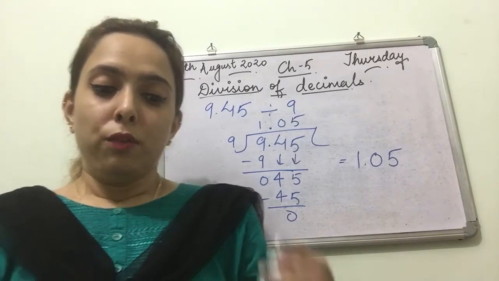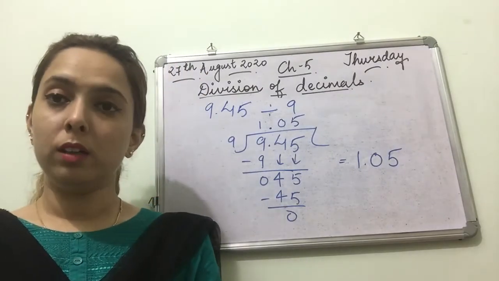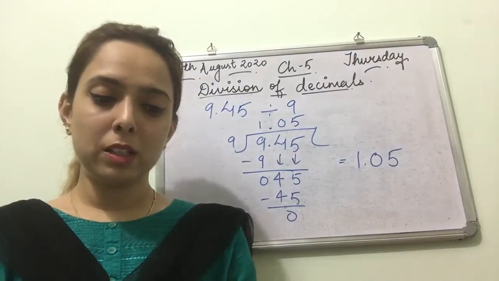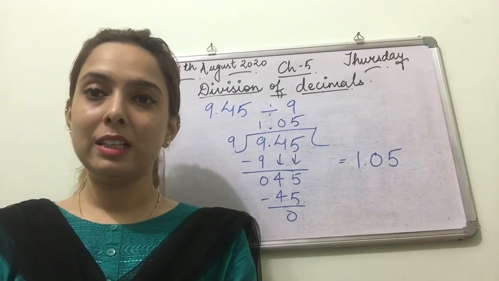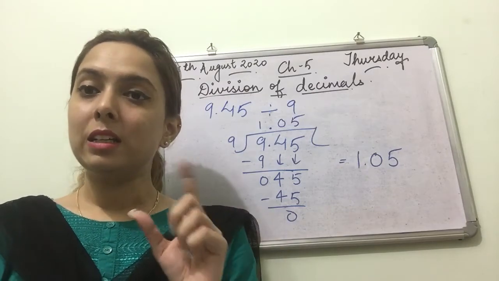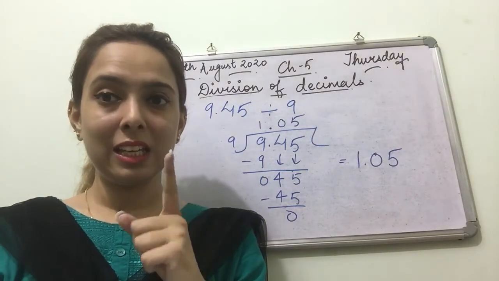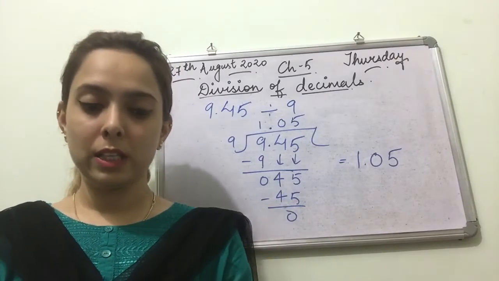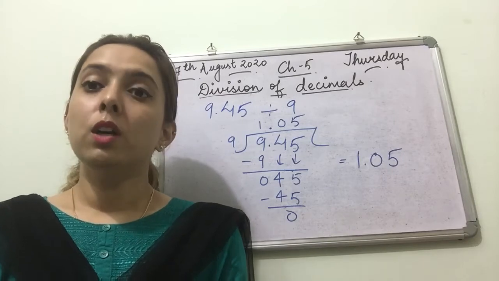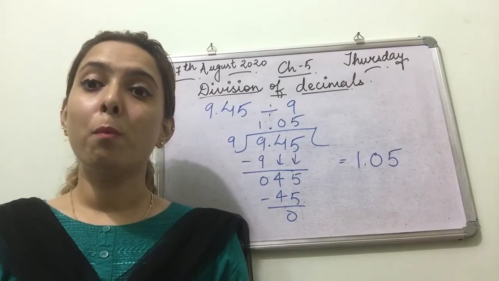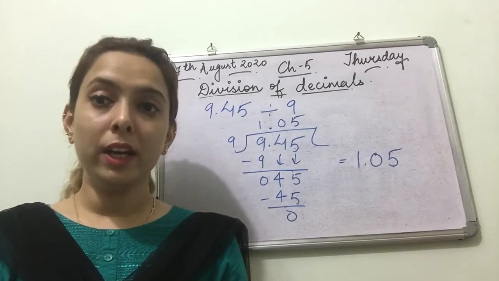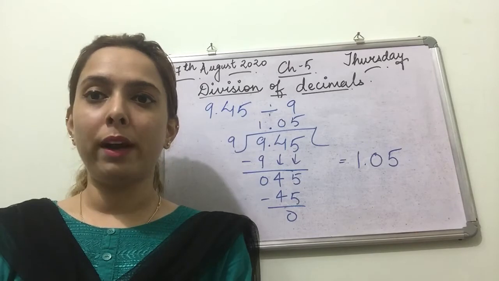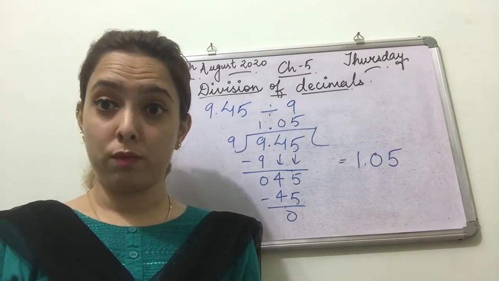So in this way you will solve exercise 5.13. In 5.13 A part, you can solve these sums orally. Orally means, the first question is 0.6 by 2. Just keep this in your mind: 6 is divisible by 2. So while solving this sum, you will get the answer as 0.3 because 2 3s are 6. So we can find out the answer directly, 0.3. In this way you have to solve.